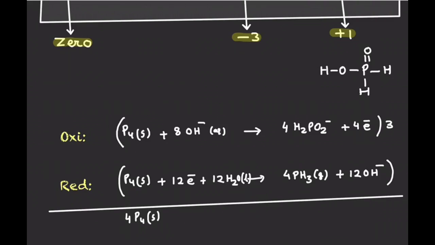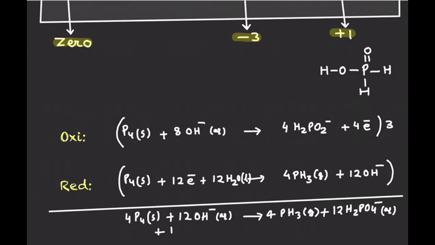About the basic medium: in the first reaction, the oxidation reaction, on the left-hand side 24 OH minus ions are there. In the reduction reaction, on the right-hand side, 12 OH minus. So if we simplify we get 12 OH minus ions on the left-hand side in aqueous state. Now on the right-hand side we can write that 4 phosphine gas molecules are there and 12 hypophosphite ions are there. We should also look at the water molecule. Water should be present on the left-hand side, so 12 times H2O in liquid state. So this is the balanced reaction.